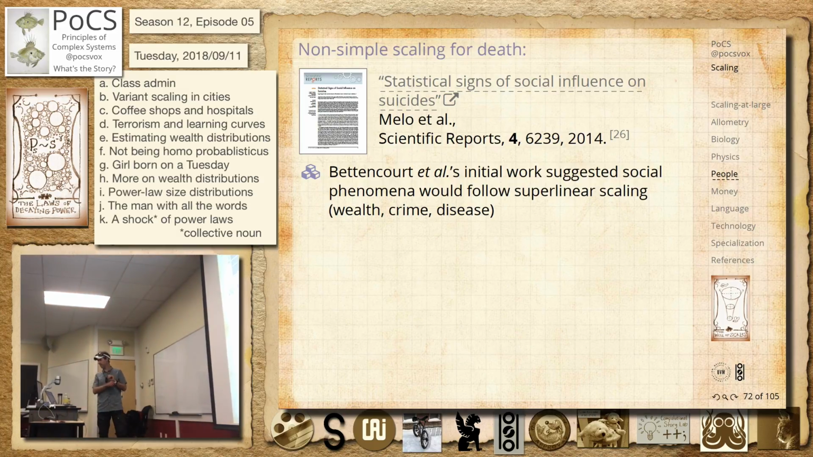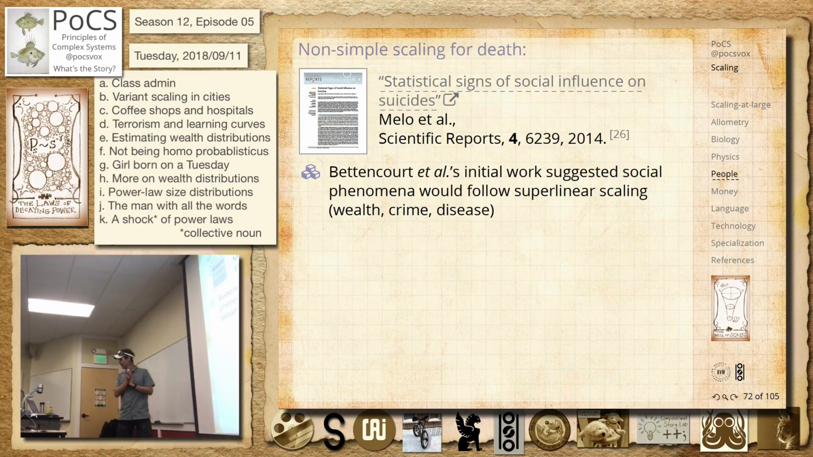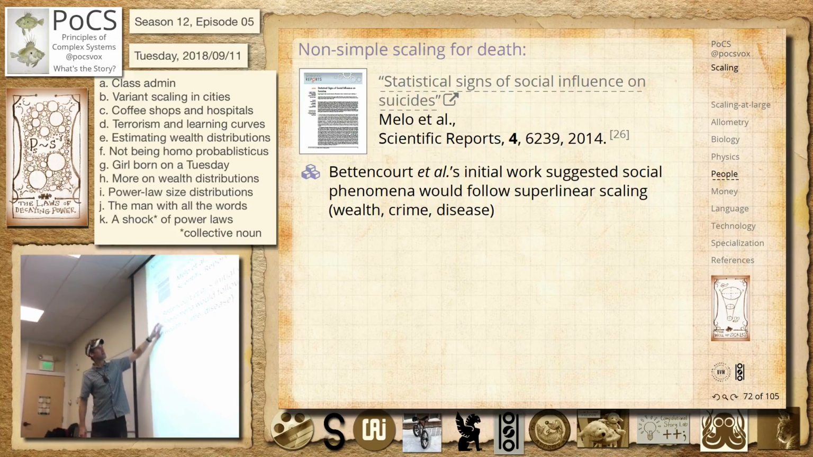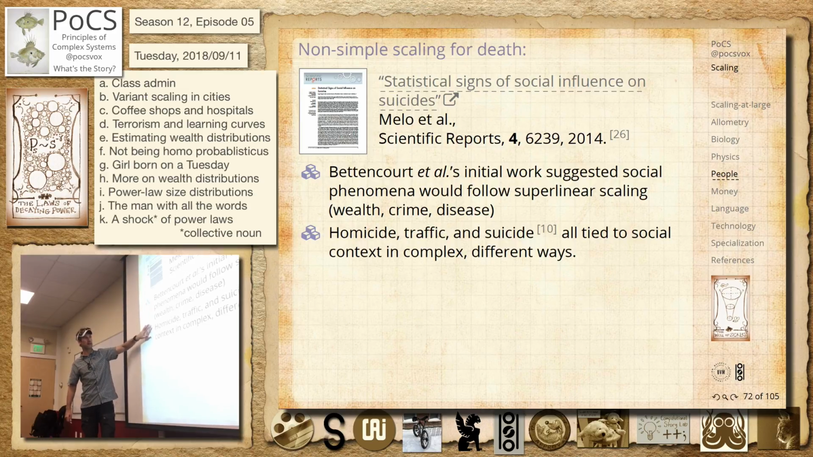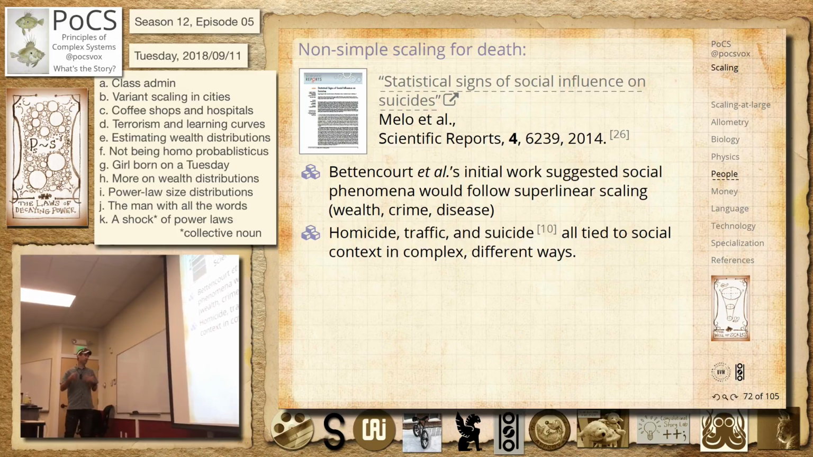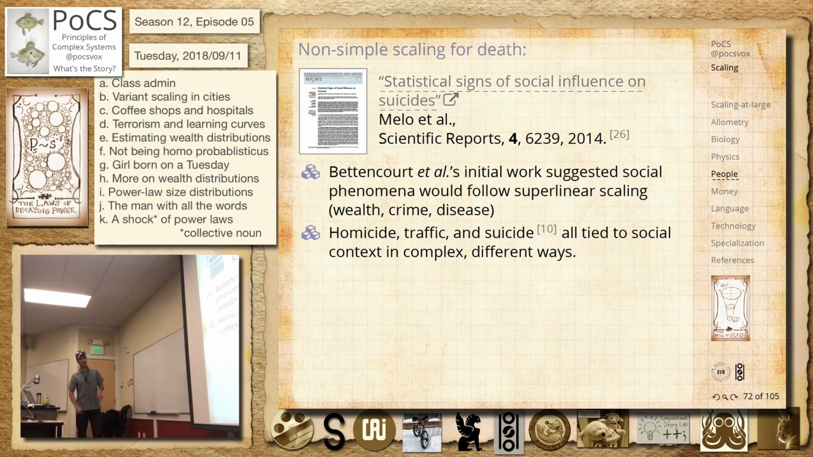All right, this is the piece I wanted to add. I guess I have a couple slides for it. It's Melo et al., from just a few years ago now. And so superlinear scaling, as I said, for crime and disease, all these things, the social phenomena. But it turns out that that's not entirely true. So they looked at a couple of death statistics, so homicide, traffic, and suicide. They're complicated things, right?